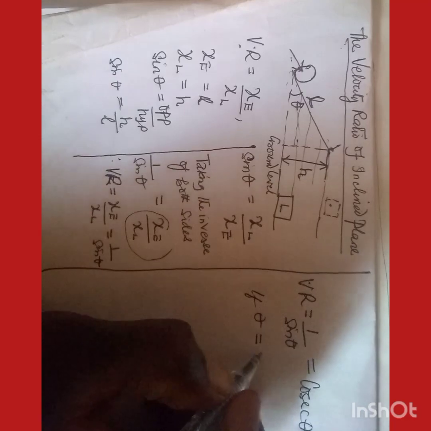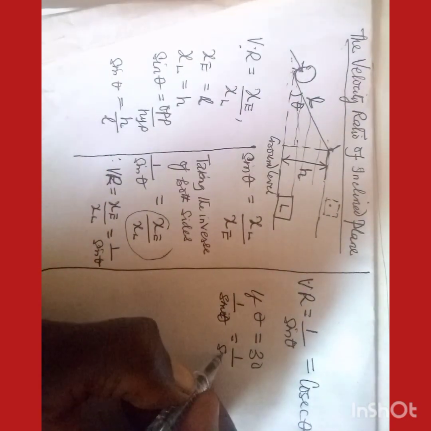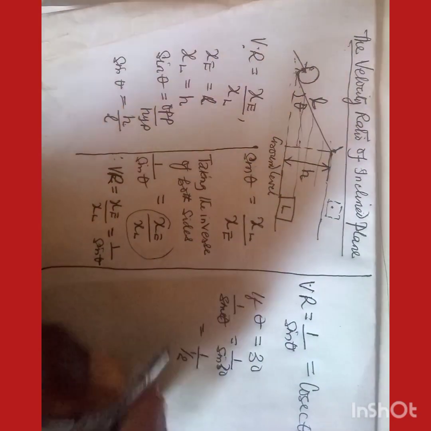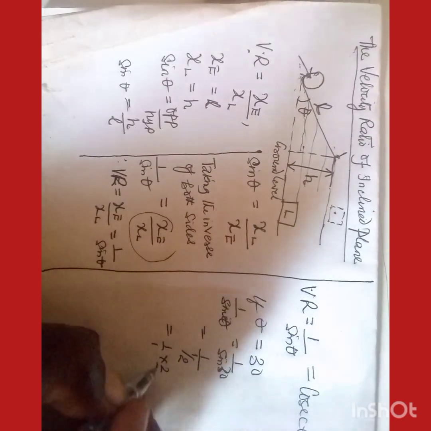If theta is equal to 30, therefore 1 over sine theta is equal to 1 over sine 30. Sine 30 is the same as cos 60, which is 1 over 2. That is 1 over 1 times 2 over 1, equals 2.